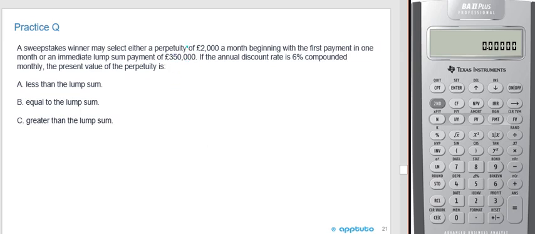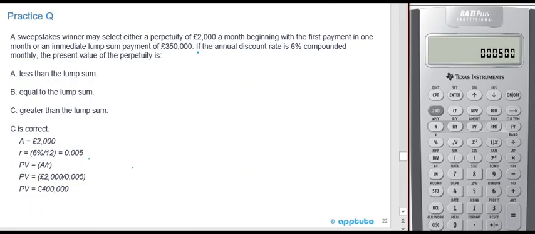A sweepstakes winner may select a perpetuity of $2,000 a month, beginning with the first payment in 1 month, or an immediate lump sum of $350,000. If the discount rate is 6% compounded monthly, a little bit different here, the present value of the perpetuity is less than the lump sum, equal to the lump sum, or greater than the lump sum. So here we have to calculate the present value of a perpetuity. $2,000 a month. Just a little twist to that question because it's $2,000 a month and it's 6% compounded monthly.